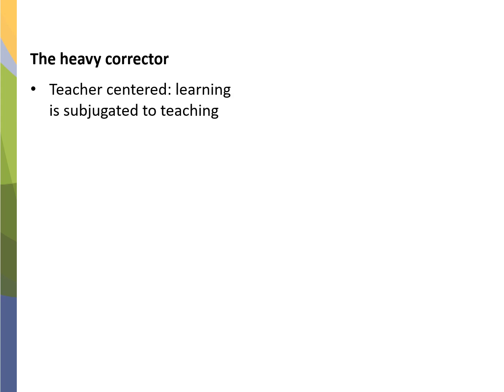So hopefully in the last slide, you said that you were the medium corrector. That is the best answer for that question. And let's take a look at why the other two are not ideal. So the heavy corrector, this is the person who is very strict and tries to correct every mistake. One problem with that is that it's very teacher-centered. And this means that learning can be subjugated to teaching. So it kind of stifles the learning process, that level of correction.